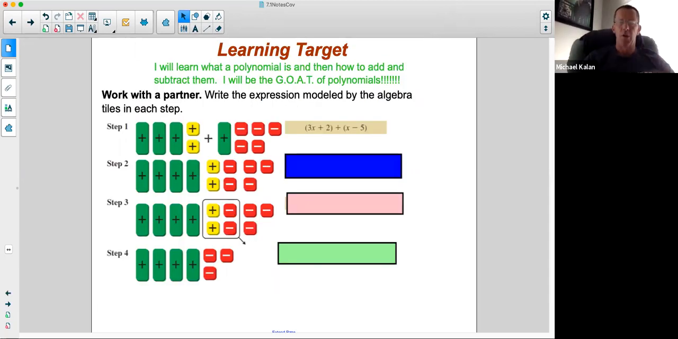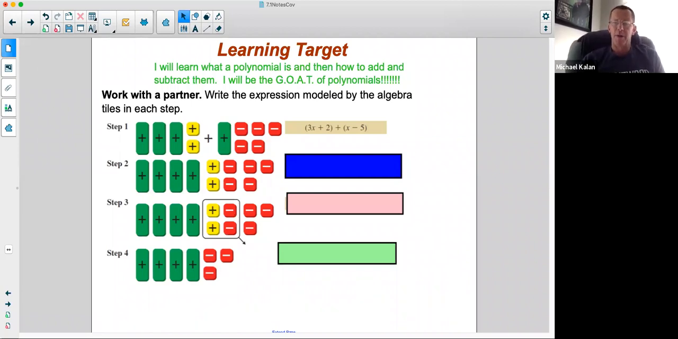All right. So here's your learning target. Go ahead. Say it out loud with me. I will learn what a polynomial is and then how to add and subtract them. I will be the GOAT of polynomials. And hopefully everyone knows that means greatest of all time. And you will be. Okay. You can be my partner, or I can be your partner, or both.